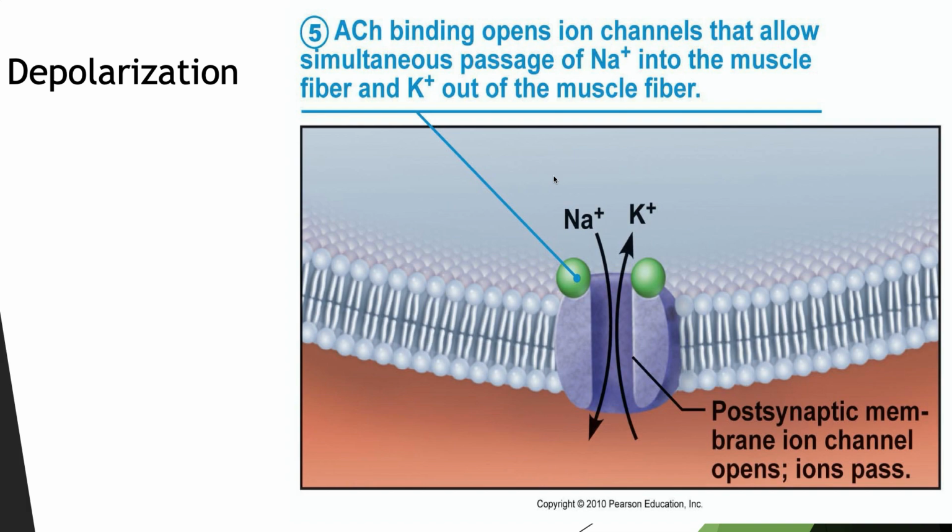We'll talk a little bit later on in this unit about what would happen if acetylcholinesterase was inhibited. Here we want to talk about the generation of the action potential of the muscle. Again, we'll get into this in more depth in the next unit.